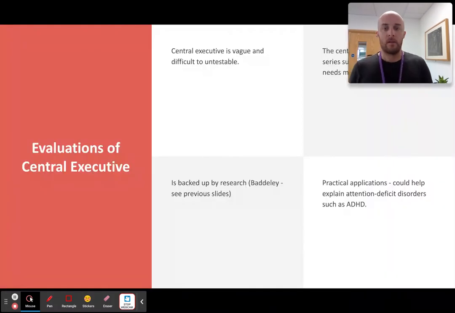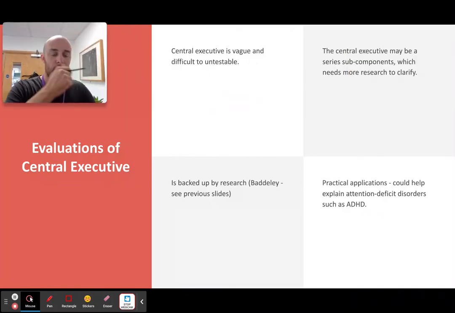There we go. So there are some criticisms of the central executive, and here's the thing, AQA, and this is a really important point, AQA may either get you to evaluate the central executive as a whole, or they may get you to evaluate parts of the central executive. In 2022, they started asking people to evaluate the central executive or the phonological loop instead of the theory or model as a whole. So you need to understand that the central executive is really vague and difficult to test.